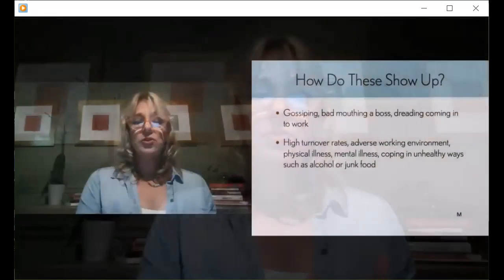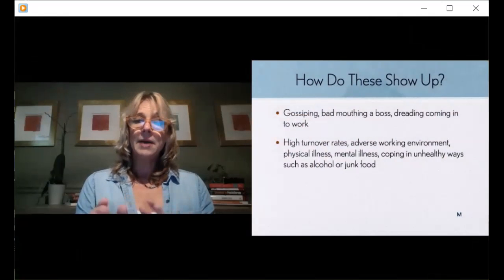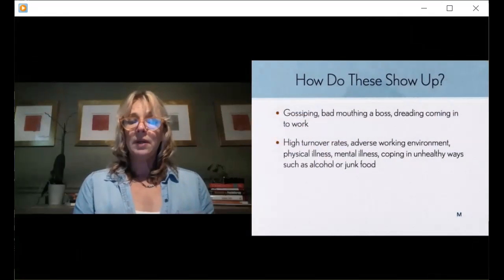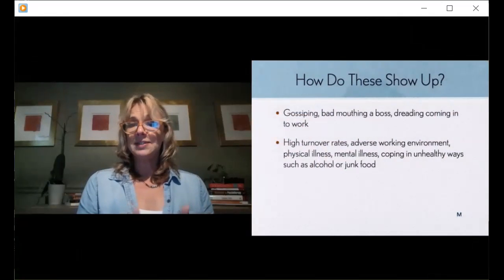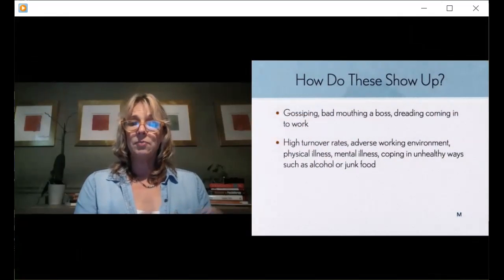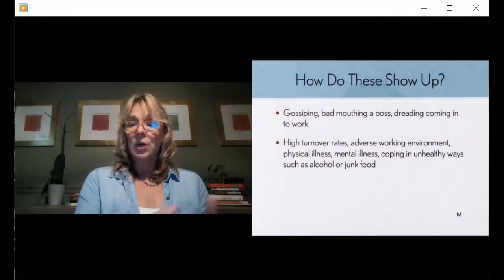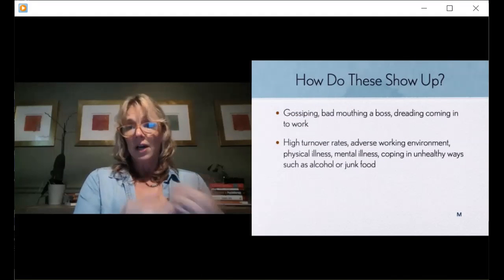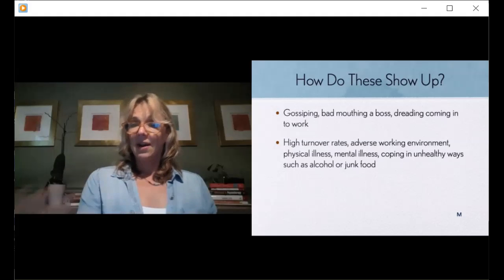But it also shows up like gossip at the water cooler or bad mouthing your boss. It shows up in high turnover rates. When people are dissatisfied with their job because of burnout, they feel that they're not being recognized for the work that they're doing. When they have compassion fatigue, they're not receiving enough positive feedback or taking that self-care. And so they feel that the environment has done this, right?